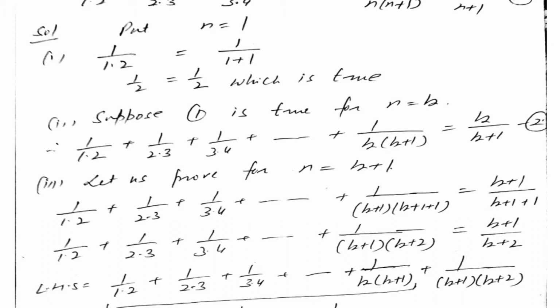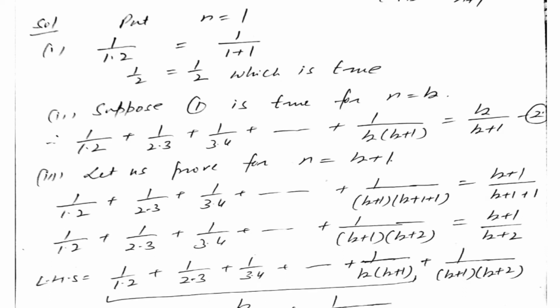Therefore it becomes, starting from the beginning, 1 upon 1 into 2 plus 1 upon 2 into 3 plus 1 upon 3 into 4, putting n equal to k plus 1, it means k plus 1 into k plus 1 plus 1, it is equal to k plus 2. Similarly, in the right hand side, it is k plus 1 upon k plus 1 plus 1. So it is k plus 1 upon k plus 2. Now, this we have to prove with the help of the second.